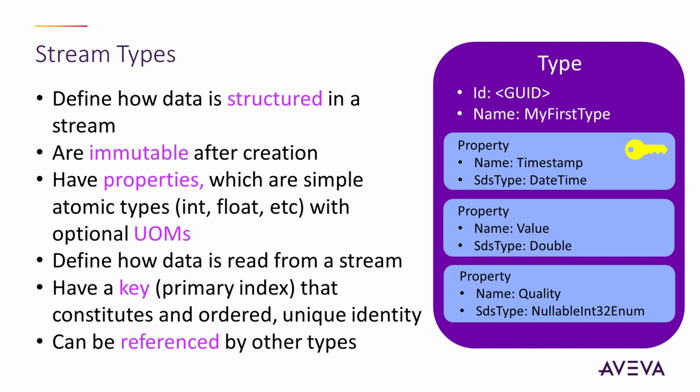Continuing on, types define how data is read from a stream. They have a key, which is the primary index that constitutes an ordered unique identity. In this case, we have the timestamp as our key. And types can be referenced by other types.